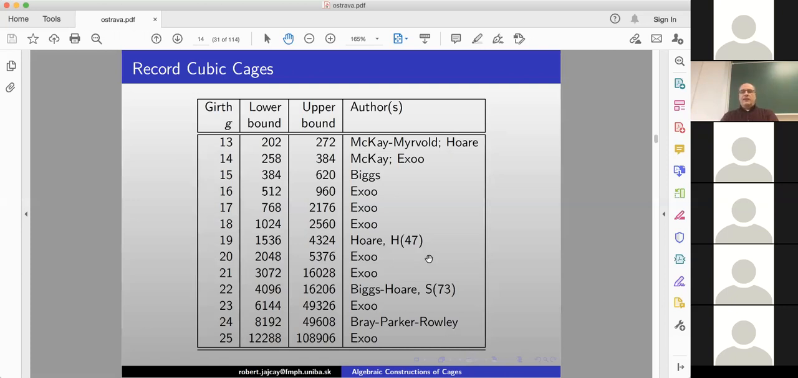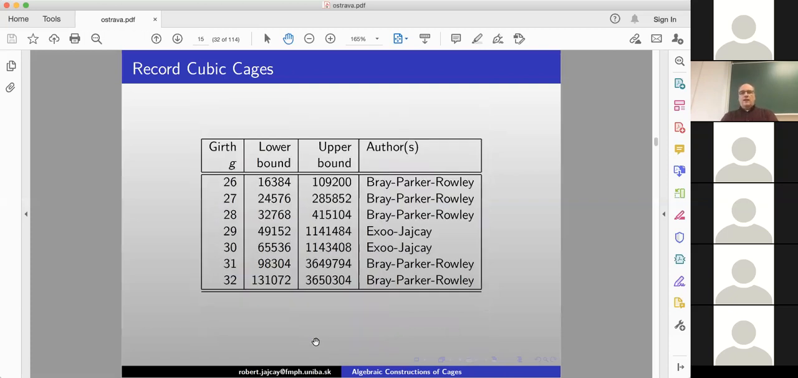And as you move further through the table, for instance, here, the lower bound, so the smallest graph that may theoretically exist of girth 25 and degree 3, could have 12,000 vertices. The best graph that anybody knows is, again, due to Jeff Exoo, and has 108,000. So you can see that we're roughly 8-9 times larger than what theoretically, hypothetically we could be finding.